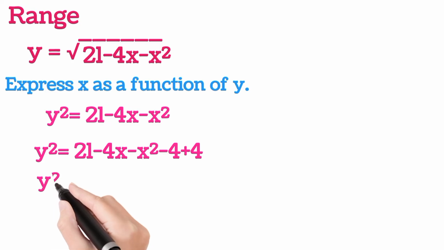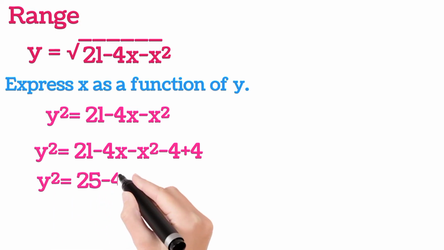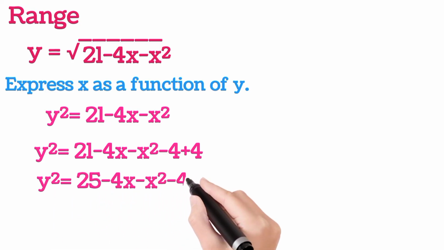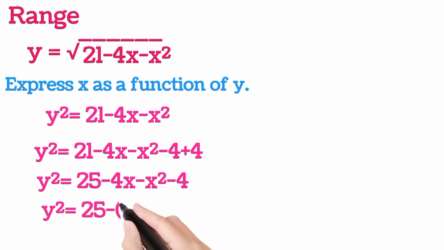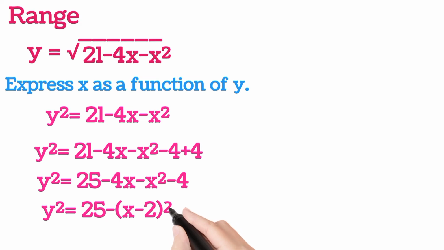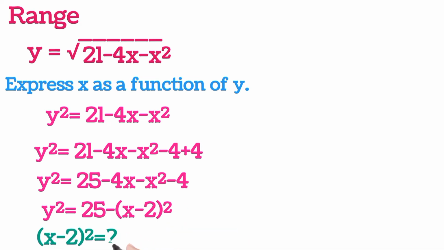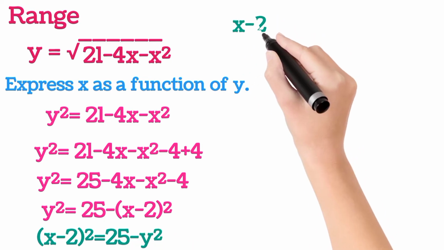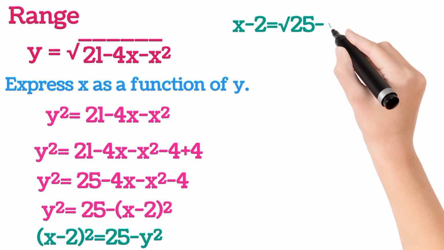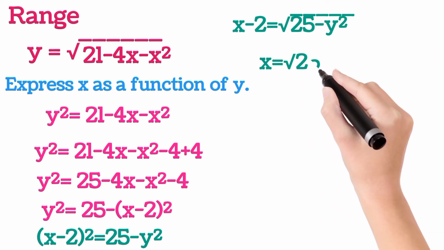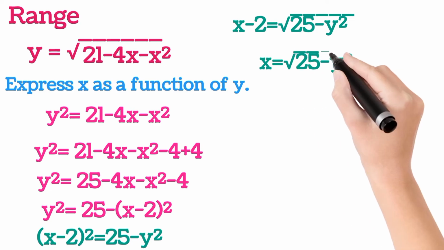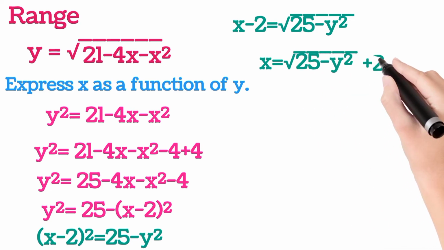So we will get y square is equal to 25 minus 4x minus x square minus 4, which will give y square is equal to 25 minus (x minus 2) whole square, or (x minus 2) whole square is equal to 25 minus y square, or x minus 2 is equal to square root of 25 minus y square, or x is equal to square root of 25 minus y square plus 2.